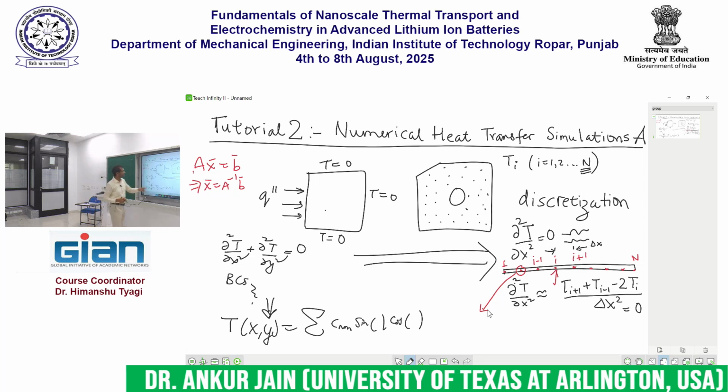And that node says, okay, if in this equation I put i equals 2, then the equation is T3 plus T1 minus 2T2 equals 0. Correct? Everyone following me? If this is 2, this is 3. If I go to the third, I will similarly have T4 plus T2 minus 2T3 equals 0, and so on.